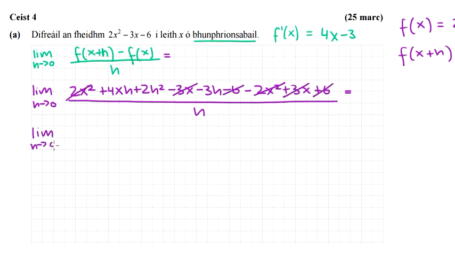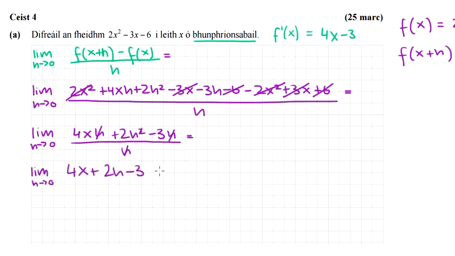So we're going to have the limit as h goes to 0 of 4xh plus 2h squared minus 3h, everything over h. Again, you could do these steps in a different way. You're still going to simplify to get the same answer. So at this stage, I'm going to cancel my h's, so divide h into the top line. I'm going to be left with this.